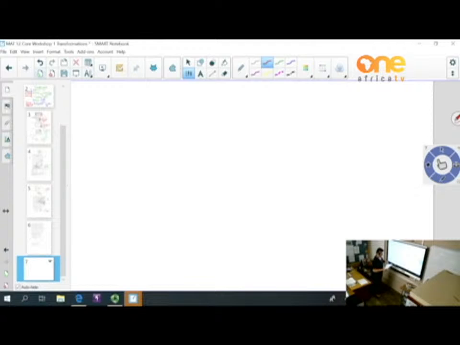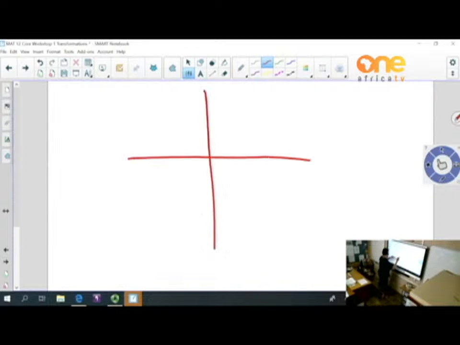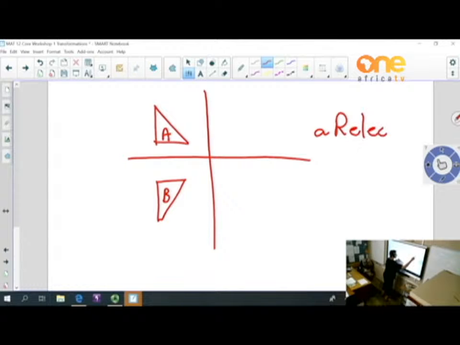Right, and let's look then at that last one. Now, here we have it on the grid, and you have shape A here. Describe fully the single transformation that maps A onto B, and here is our B. So we can clearly see that that is a reflection. It's a reflection. And how? Over the x-axis. I need a line. I always need a line, not a point, a line.